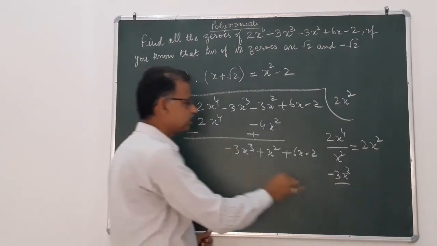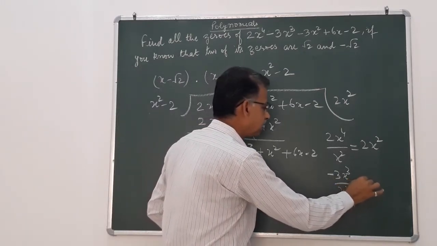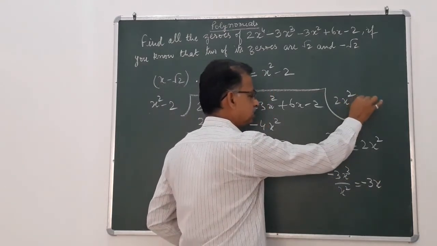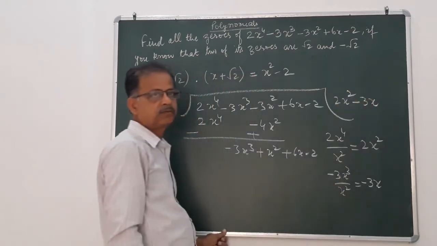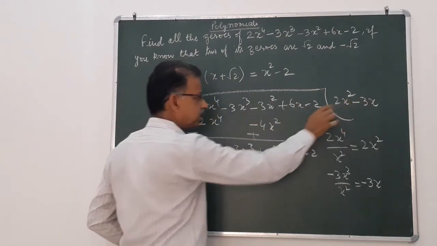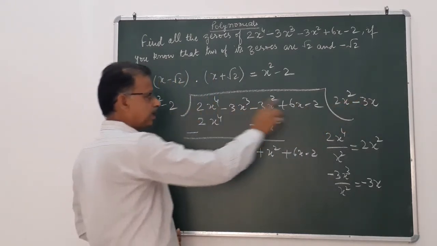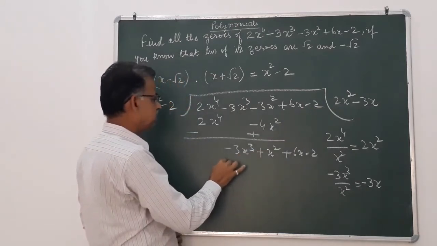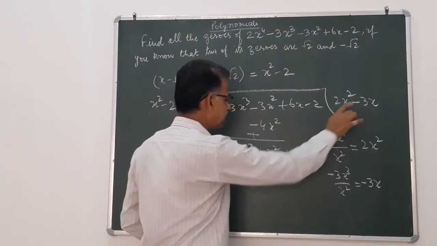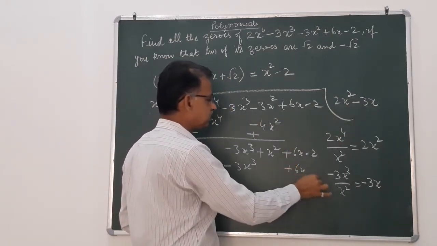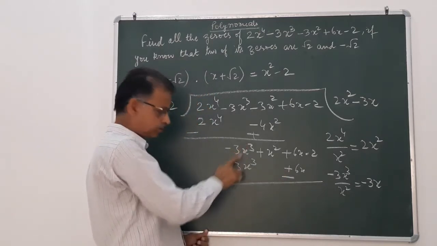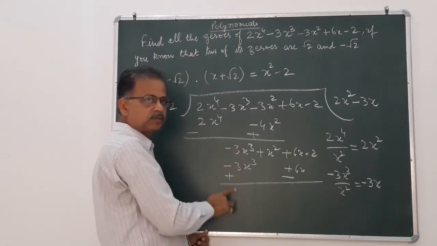by x square. We get minus 3x. So we write minus 3x as the second term of the quotient. Now we multiply the divisor and minus 3x. X square into minus 3x is minus 3x cube. Minus 2 into minus 3x is plus 6x. Now we change the sign. Minus 3x cube plus 3x cube, sum of these two terms is 0.